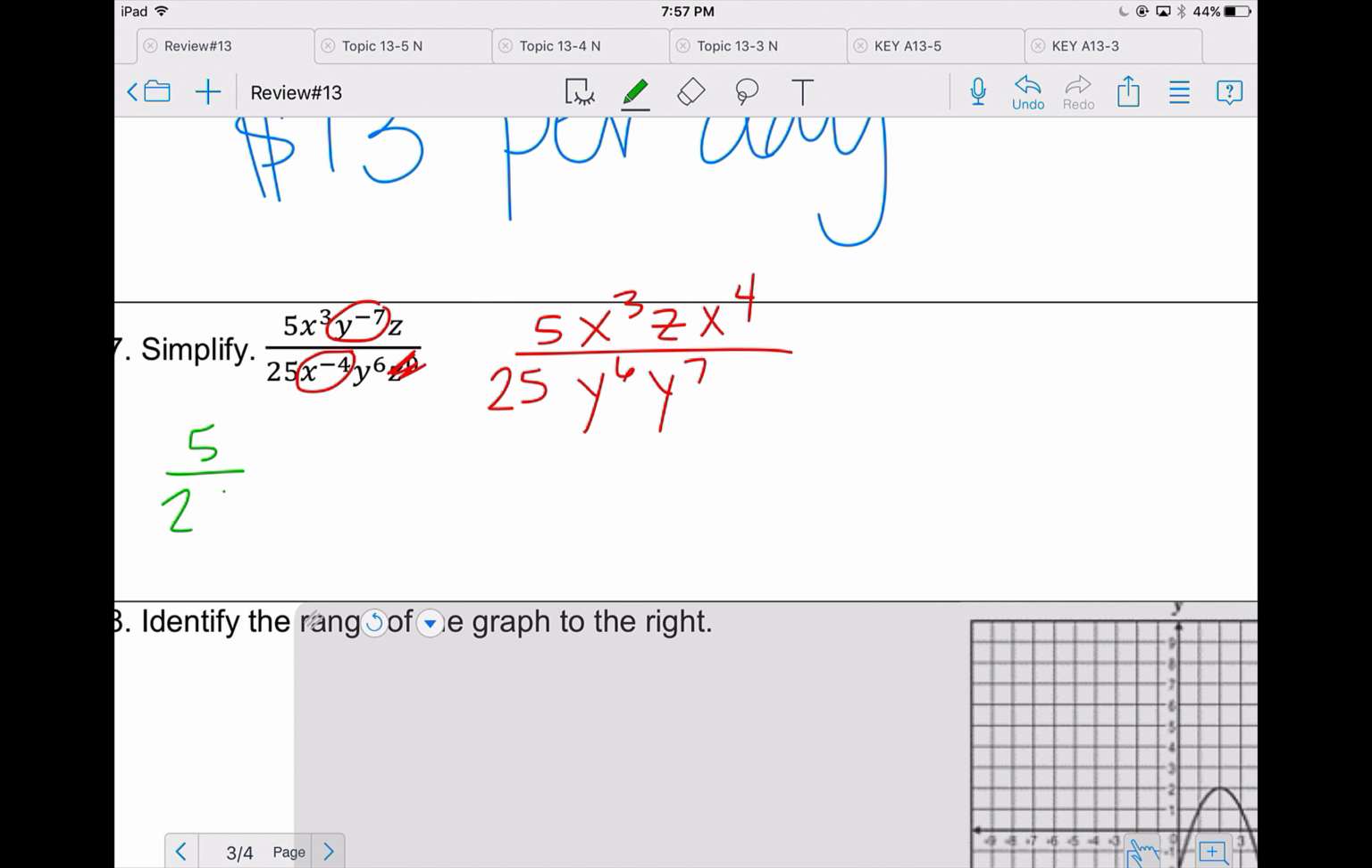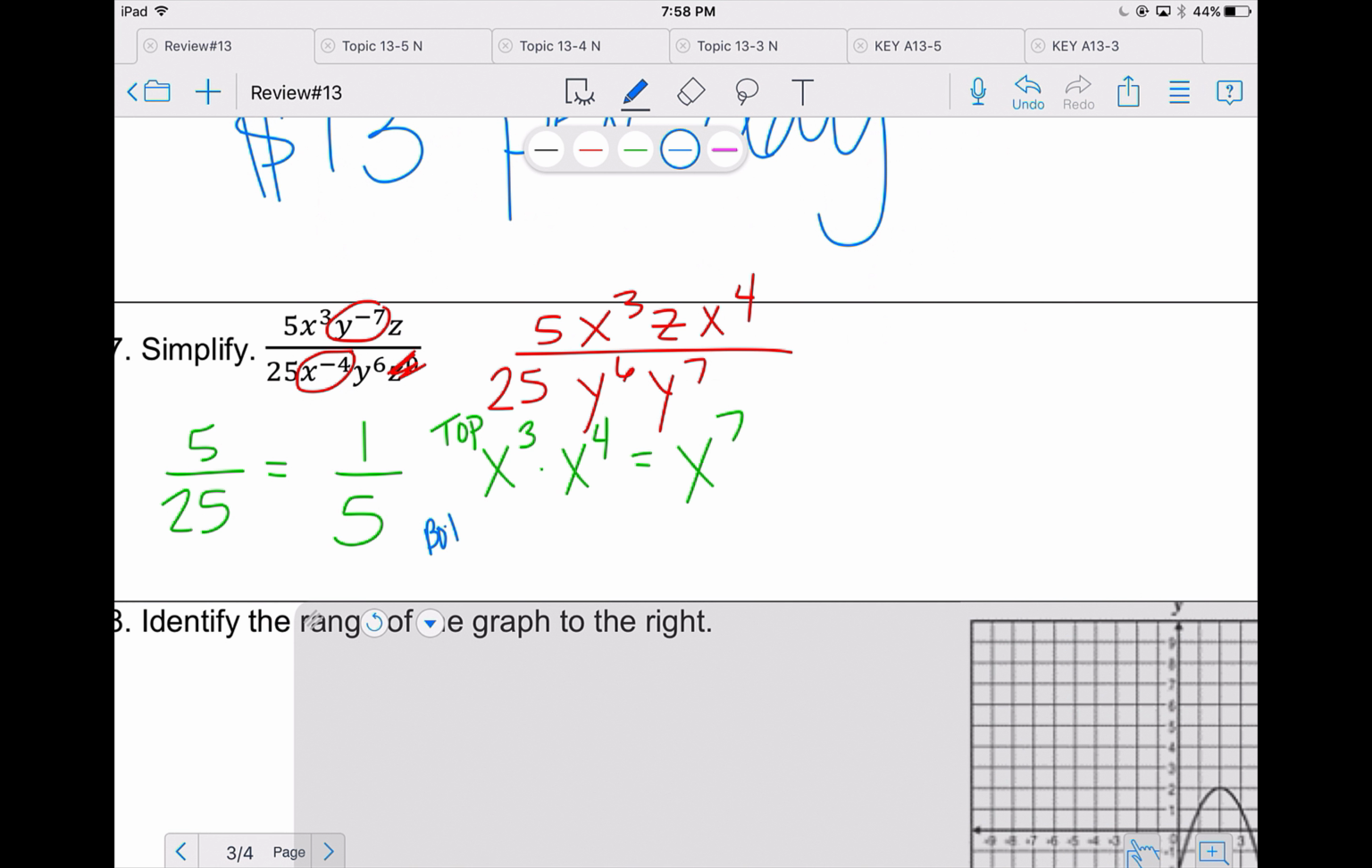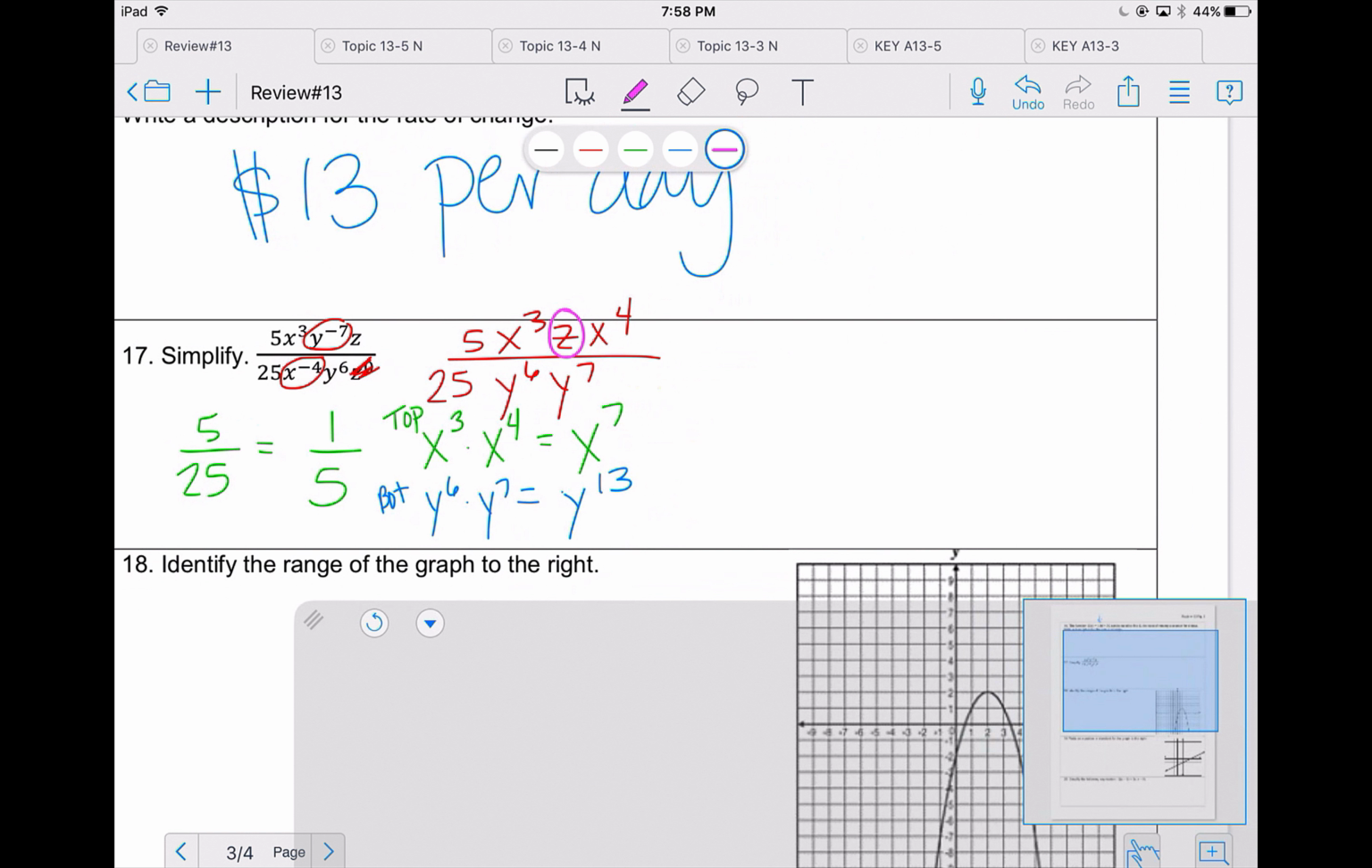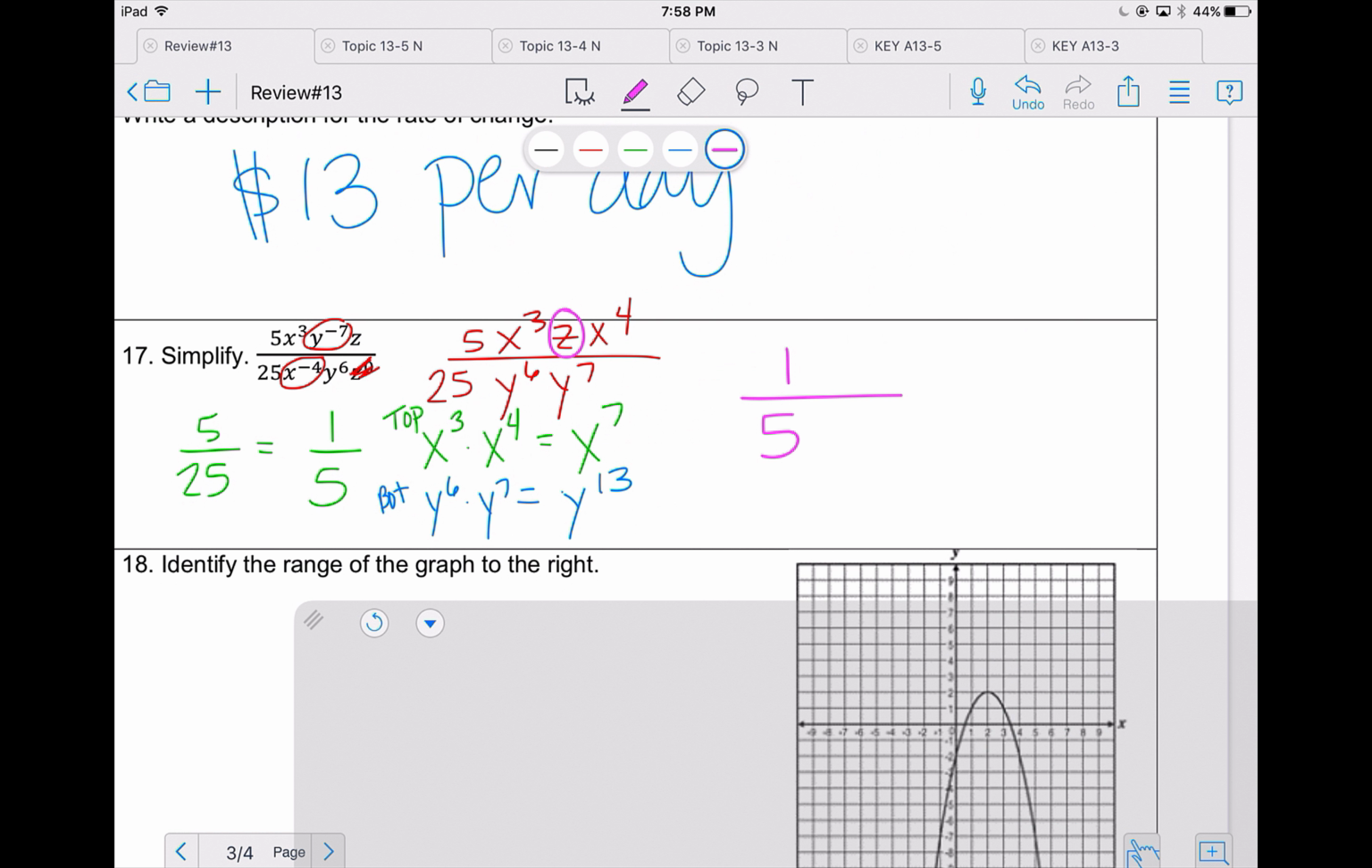So break it up one at a time. 5 divided by 25 is the same thing as 1/5. With my x's, I have x cubed and x to the 4th, both on the top. Because they're both on the top, I add them for a total of 7. My y's are on the bottom. I have y to the 6th and y to the 7th. I add them for a total of 13. And then I just have one z on the top, which will not change. So my final answer is 1/5. My x's are on the top, and my z's are on the top. My y's are on the bottom.